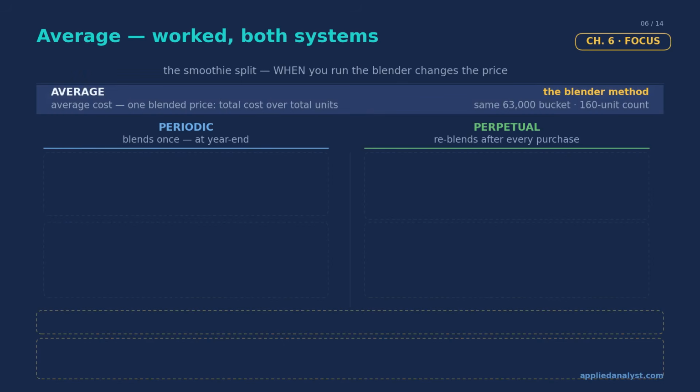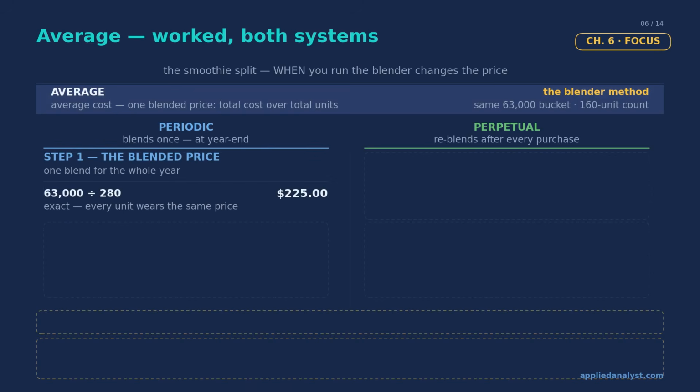Last method, average cost. Stop picking layers and blend one price for every unit in the pool. And even the blender splits on timing. Periodic blends once over the whole year. Step 1, the blended price. $63,000 over 280 units. $225 a unit, exactly.